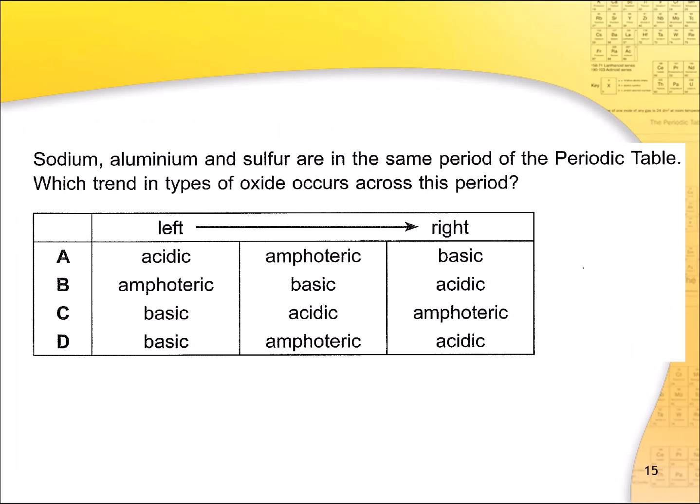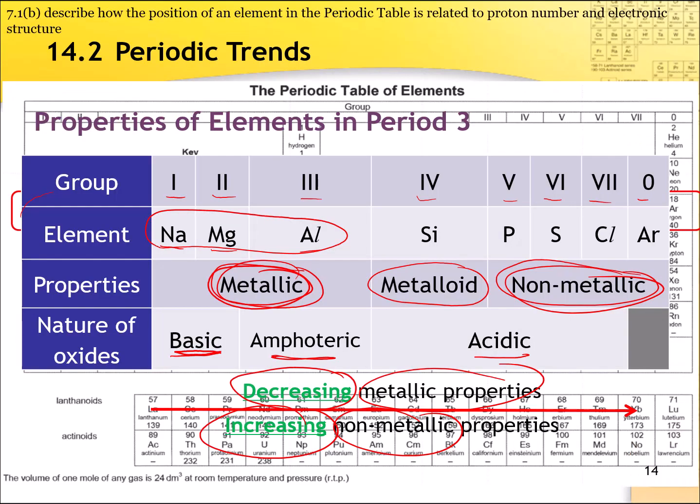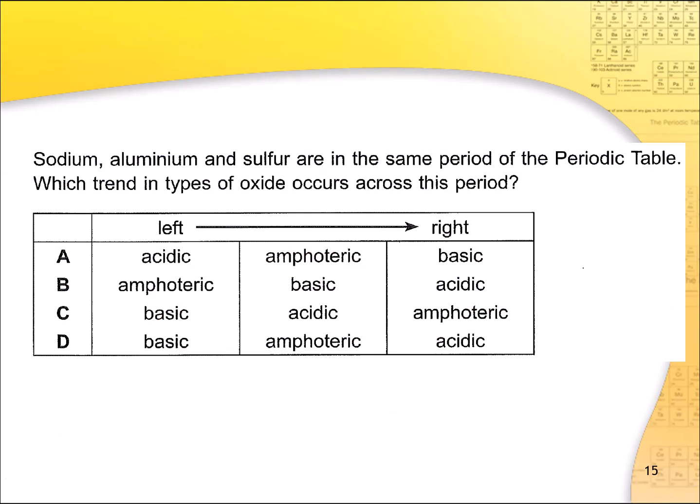Sodium, aluminum, sulfur are in the same period, across the period. So how does the oxide change in terms of its nature? Remember, previously we just covered here, it goes from basic to amphoteric to acidic. So always remember this: basic to amphoteric to acidic. So it will be the last option, basic to amphoteric to acidic.